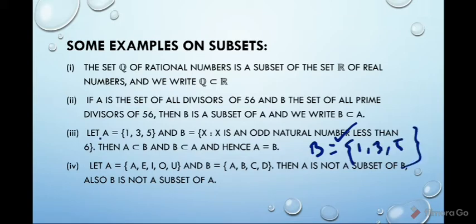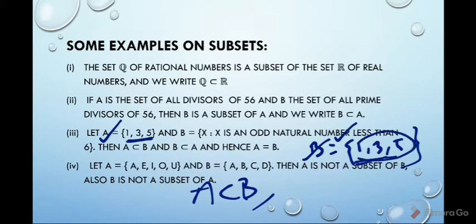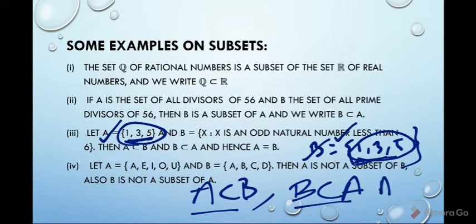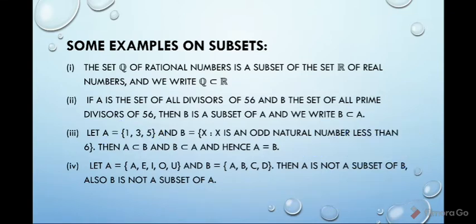So as you can see, A and B are the collection of the same elements. So you can say that all the elements of A belong to set B, that is A is a subset of B. Again you can say that all the elements of B belong to A, that means B is a subset of A. So for two sets, if A is a subset of B and B is a subset of A, you can write A is equal to B. Look at here, A is equal to B.